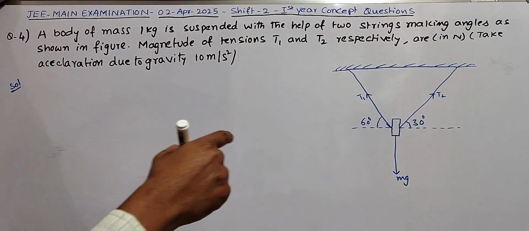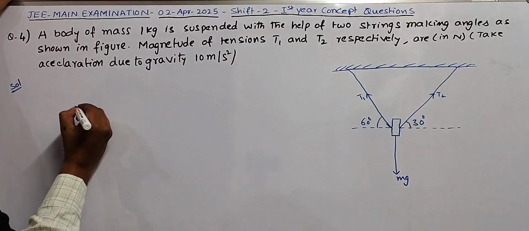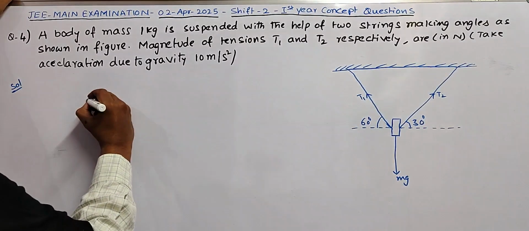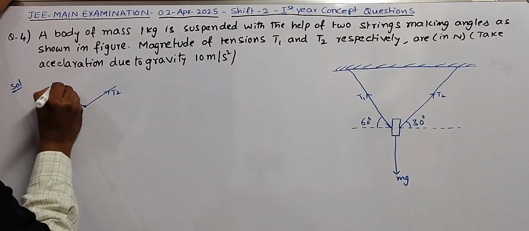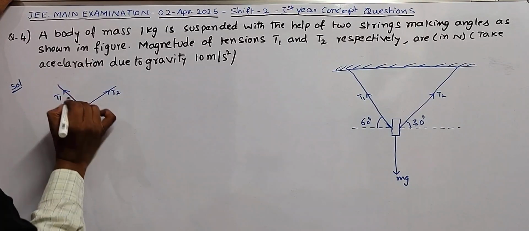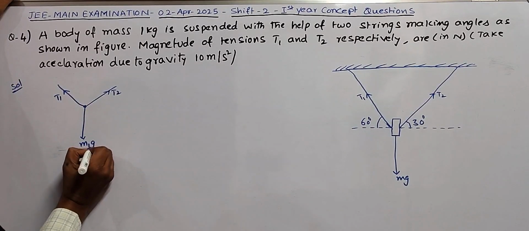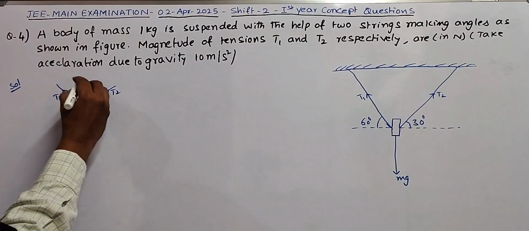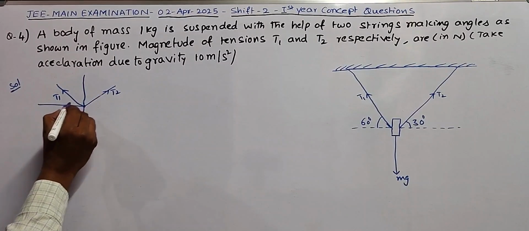You have to see that the body is experiencing three forces. According to Newton's laws of motion, first we draw the free body diagram. This is the body of mass 1 kg. It is experiencing two tension forces, T2 and T1, and the third one is its weight, which acts vertically downward, nothing but mg. The body is in equilibrium. Each tension is a force which is resolved into two components, one along the vertical and one along the horizontal.